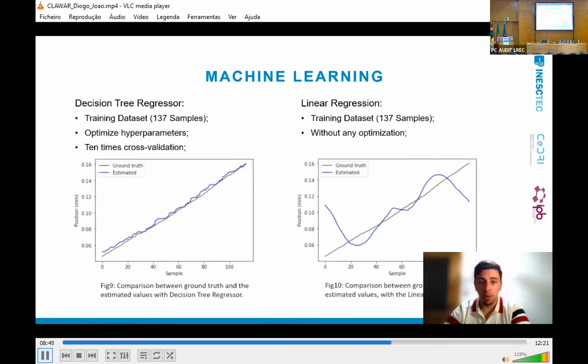The results of both algorithms are shown in figures 9 and 10, and as it is possible to see, there is a clear advantage in the use of linear regression over the decision tree regressor, since the estimated values by the predictors are very approximated to the ground truth values.